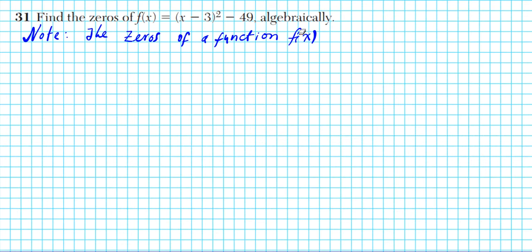Now, if you're asked to find the zeros of a function, what on earth does that mean? Algebraically, the zeros of a function are the x values where the function attains an output value of 0. That's what the zeros mean. That's what we're asked to find here.